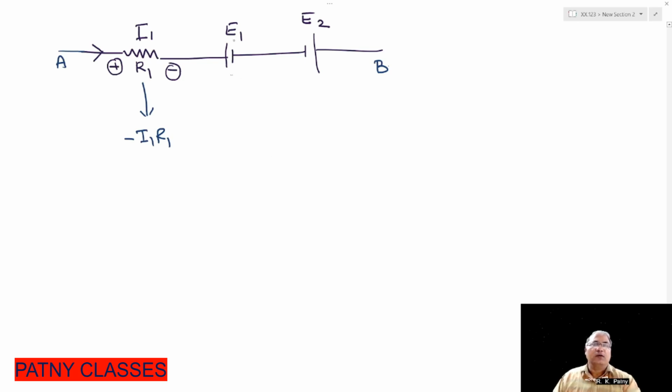Now, for the EMF source E1, we are moving from positive plate to negative plate. So this would be taken as minus E1, and for E2, we are moving from negative plate to positive plate. It would be taken as plus E2. Therefore, these are the sign conventions we are going to use while solving networks, while finding the unknown currents in a given network, in a given circuit, or in a given closed loop.